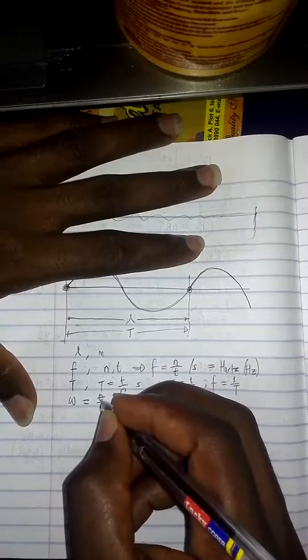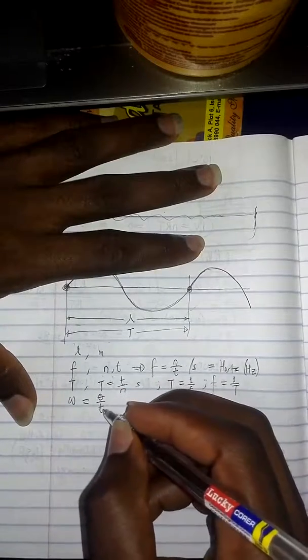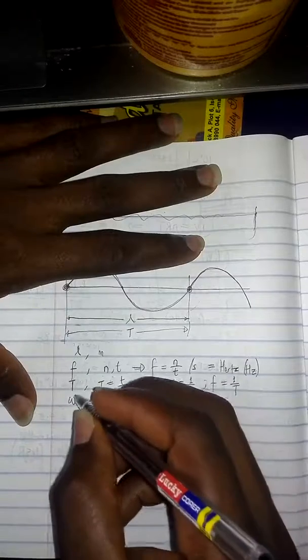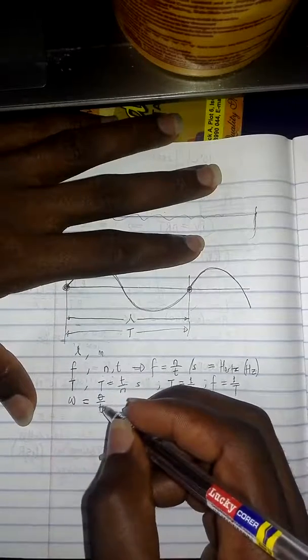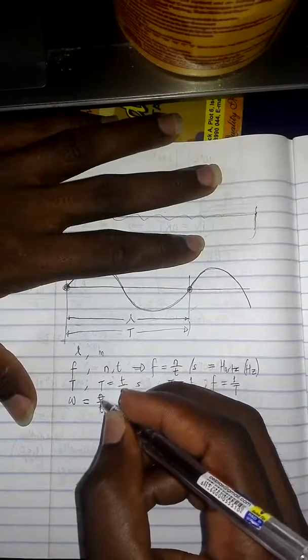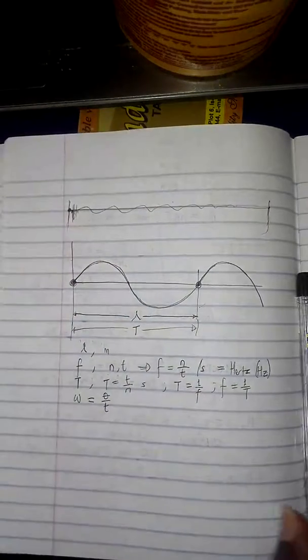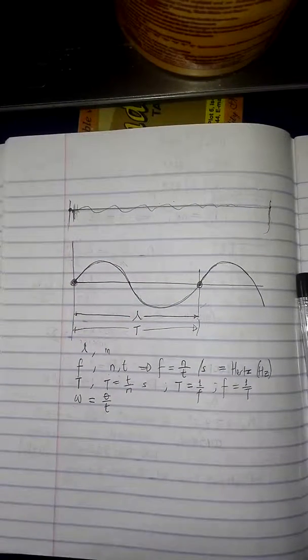That is, if the body or a particle in the medium undergoes angular displacement of theta in a particular time t seconds, then the angular velocity or angular frequency is given by this relationship, theta over t. So what do we mean by theta in this case? It does not appear to make sense here, but the way you look at it is this.